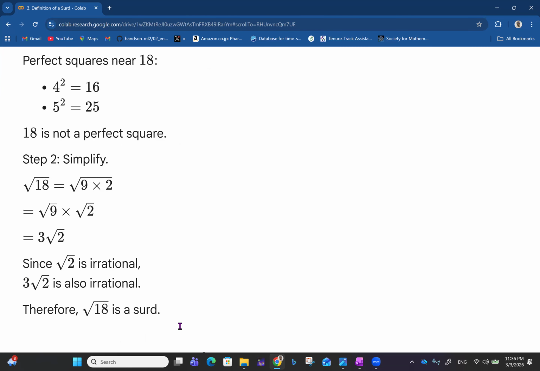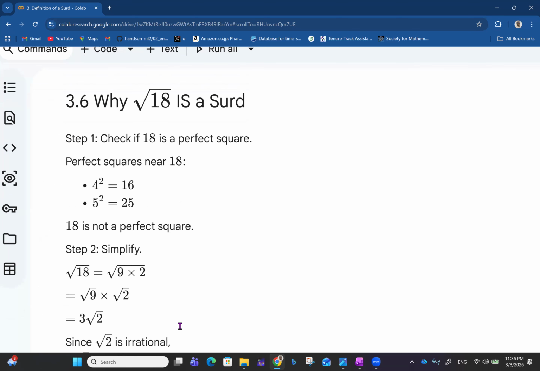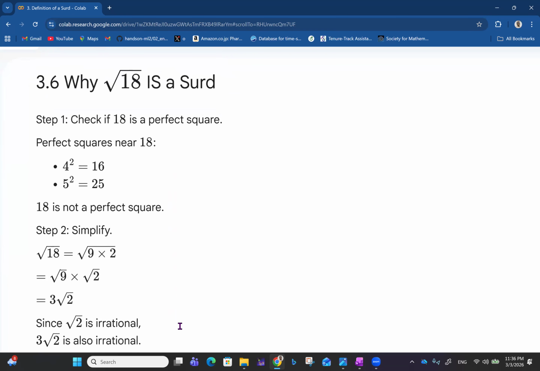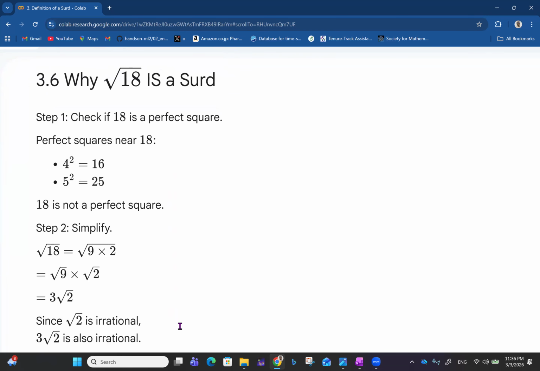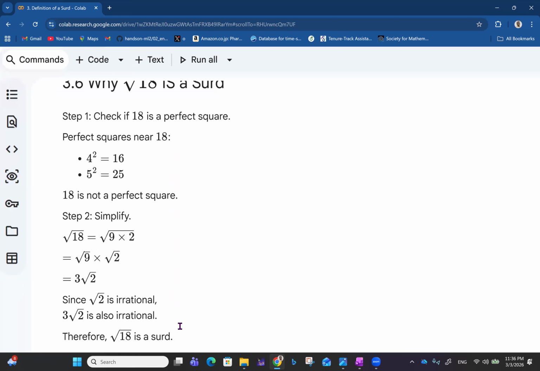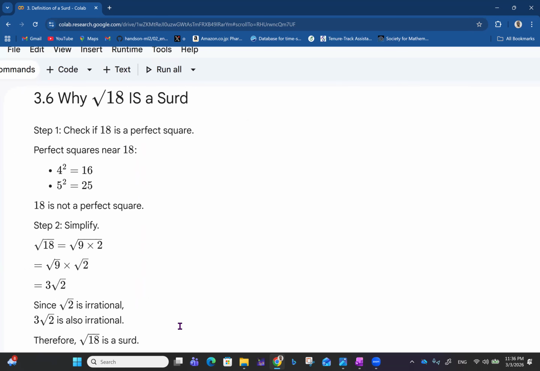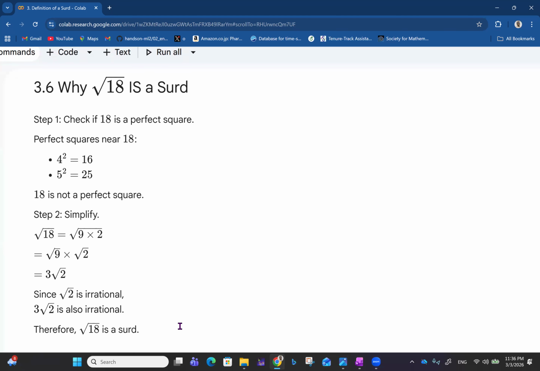And then imagine we have root 18. Why is root 18 a surd? The square root of 18 cannot be expressed as a rational number. That's why it's a surd. But let's see that. Imagine you have the square root of 18.